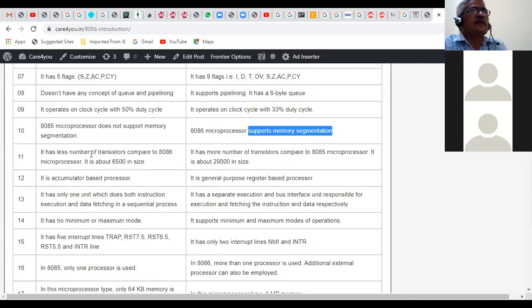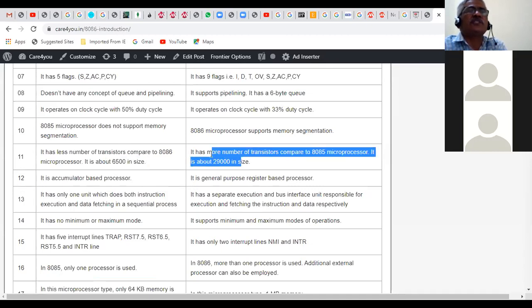The 8085 is built with around 6500 transistors, whereas 29,000 transistors are used in fabricating the 8086. It is built using the VLSI technology, very large scale integration.